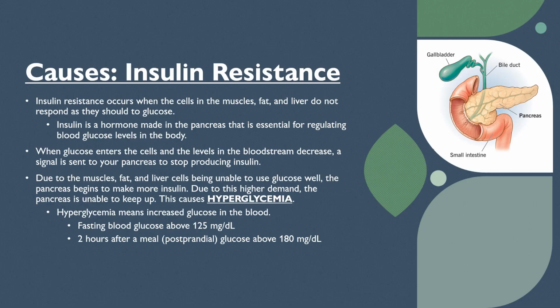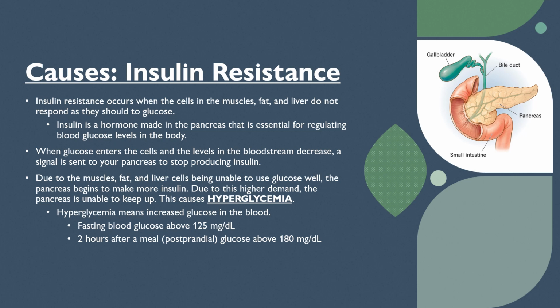Some of the causes of type 2 diabetes is insulin resistance. Insulin resistance occurs when the cells in the muscles, fat, and liver do not respond as they should to glucose. Insulin is a hormone made in the pancreas that is essential for regulating blood glucose levels in the body.